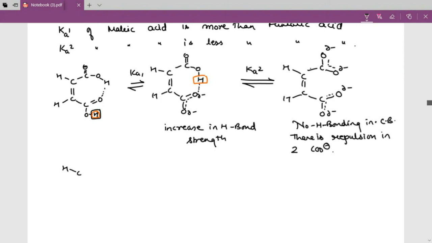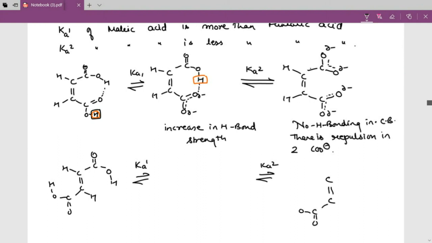If I talk about fumaric acid, there was no H bonding beforehand. As you all know, for H bond, you need H attached to fluorine, oxygen, and nitrogen, not to carbon. So there was no H bonding before, and there will be no such H bonding in the second dissociation. But in the second dissociation, when you draw it, the two COO minus will at least be in opposite directions, far away as compared to my maleic acid second conjugate base. So this will be more stable.